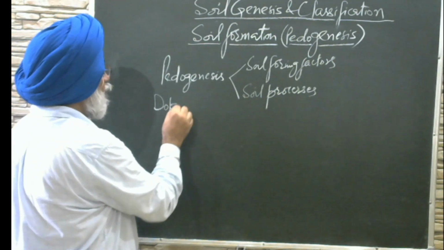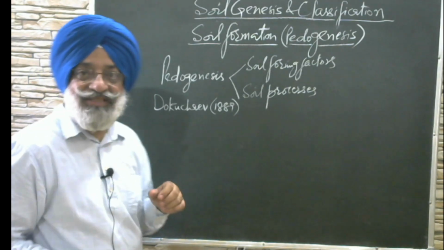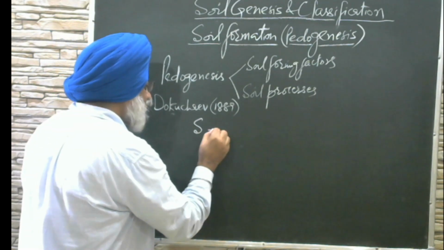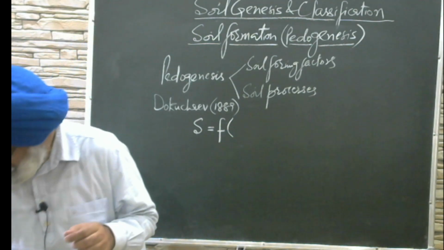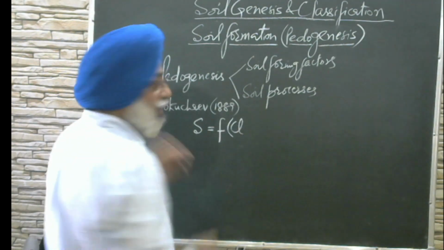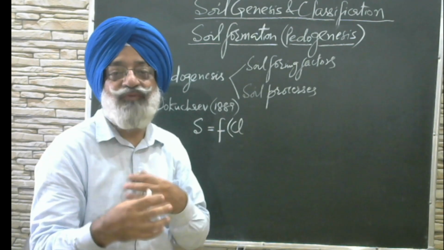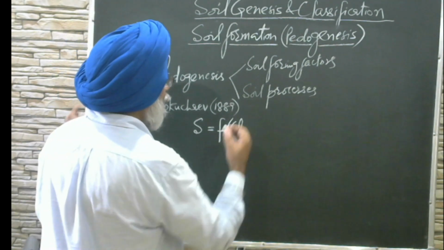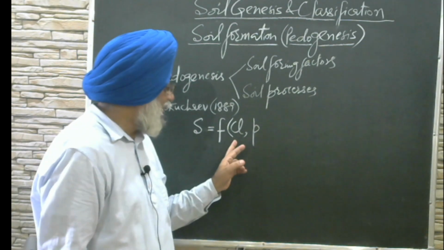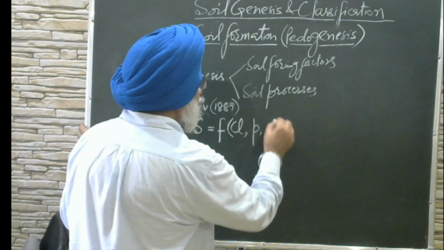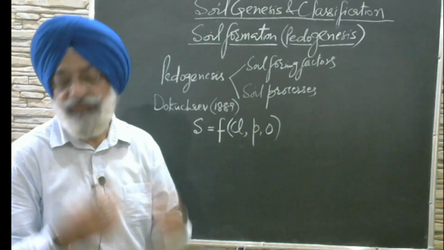Now here, while giving a concept of soil formation, as I told you, the father of soil science, Dr. Dokuchaev, in 1889, gave a concept that soil formation, of any type of soil unit, is a function of three things. One is climate. Climate determines what type of soil is formed. Climate determines what soil forming processes should dominate. Then after climate, parent material and organisms. He said that these are three important factors which play a role in the formation of the soil.